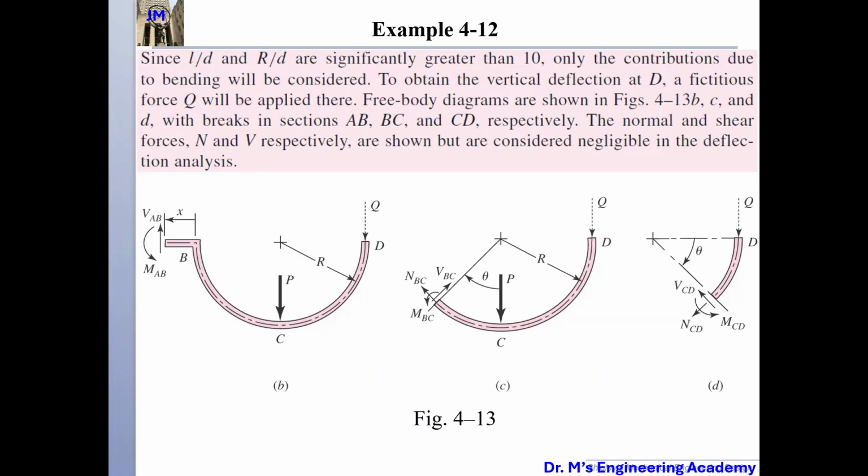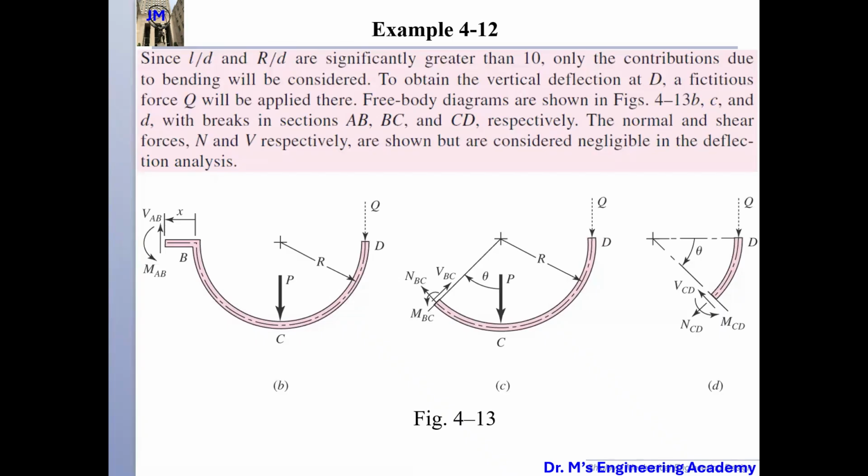So this is how we calculate MBC. MBC equals P times the effective distance. The P is here, and this is my point of interest. The effective distance between P and the point of interest is from here to here, the length of this straight line, which equals the radius multiplied by sin theta. You guys agree? Okay.